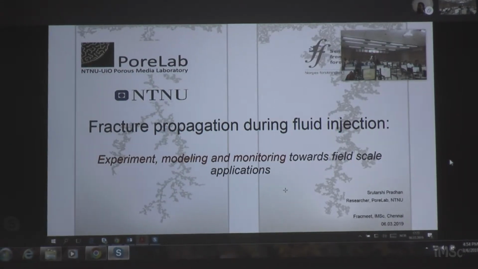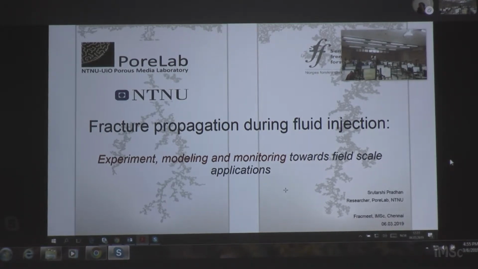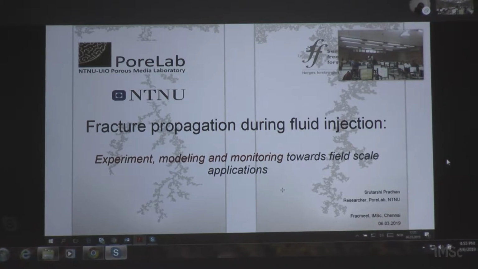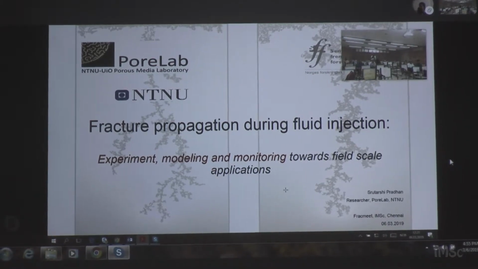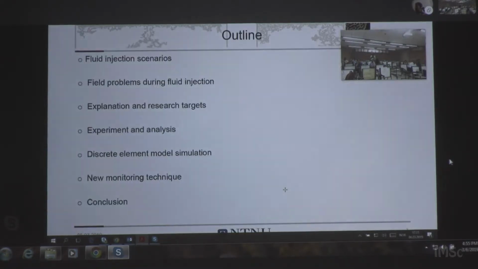Now I want to discuss fracture things. The title you can see, fracture propagation during fluid injection. I will discuss one experiment, one modeling effort, and one monitoring technique that we have used during our last India-Norway project. So let me go to next page.